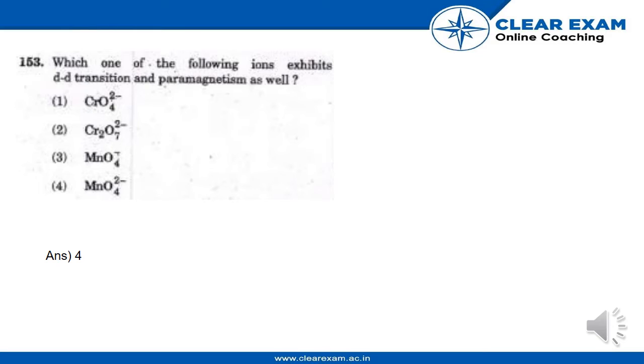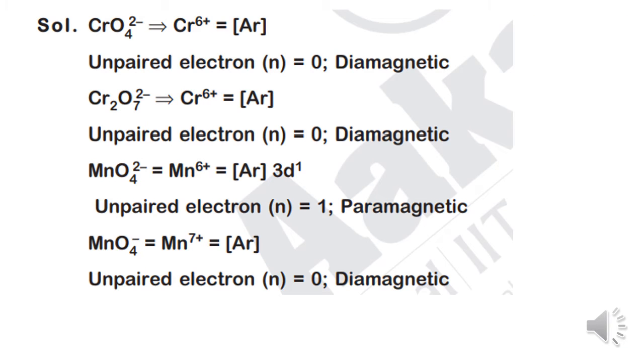The question is, which one of the following ions exhibits d-d transition in paramagnetism as well? Now, if we look at this compound CrO4 2 minus, the metal ion's oxidation state is +6. The number of unpaired electrons is 0, which is diamagnetic.